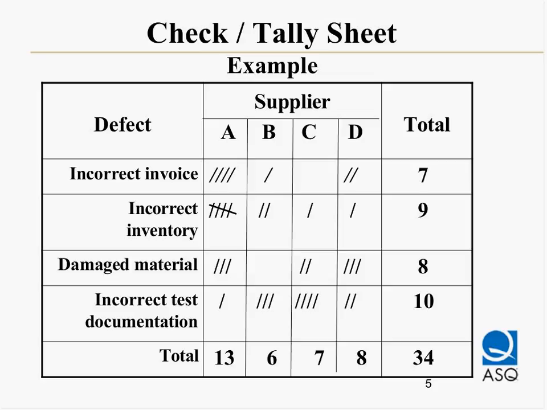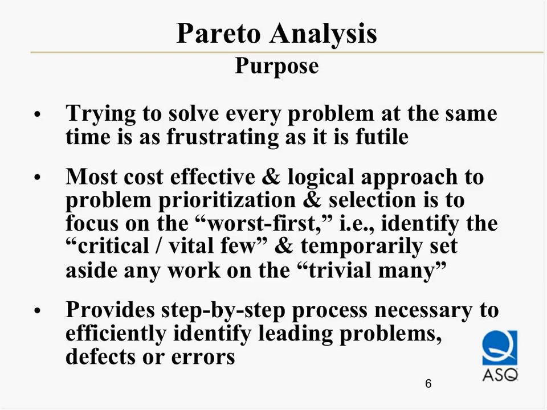If a material defect was 10 times more important than, let's say, incorrect implementation or incorrect invoice, and the least important one was incorrect inventory, I'm not saying that always is, I'm just saying that as an example. Then we have multiples. One might be 3 times more important than that, another 4 times, another 10 times more important. So before we start moving out of the check or tally sheet diagram, we want to make sure that we're working on the worst first. And worst first takes us to our next tool, Pareto.